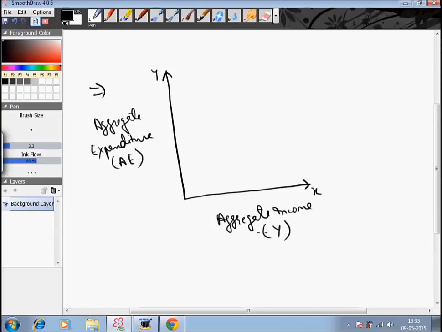Now listen to this very carefully. Aggregate income is equal to aggregate expenditure. Now this means that as my income increases, my expenditure will also increase. So income and expenditure are directly proportional to each other, which means that I will get a line, the aggregate supply line, which is constantly increasing like this. So this is the aggregate supply line, and this line is at 45 degrees because my aggregate expenditure is always equal to the aggregate income.